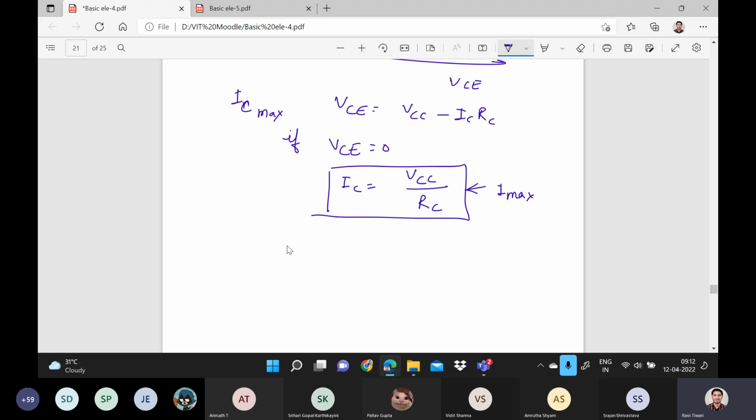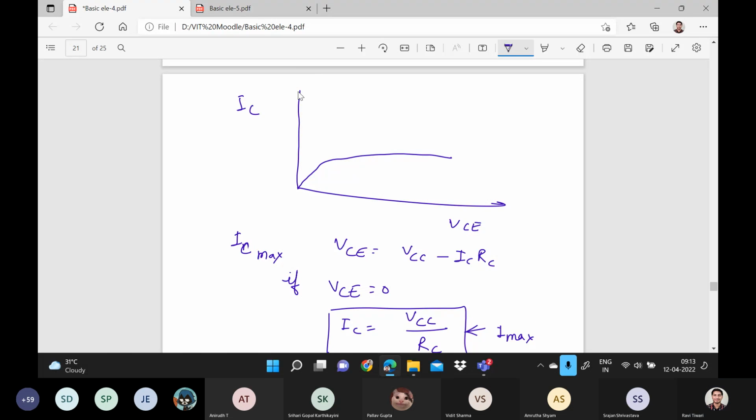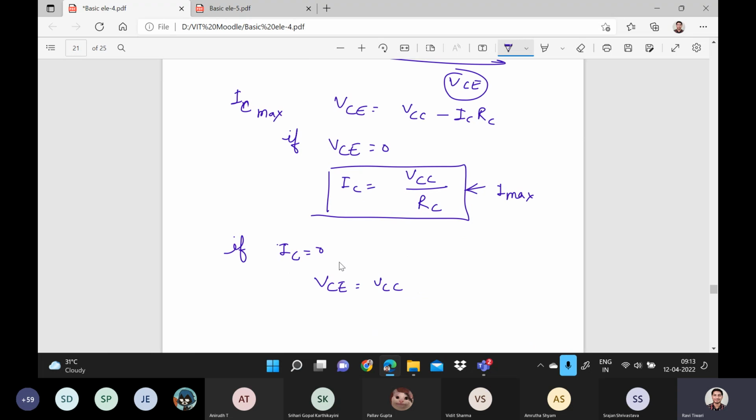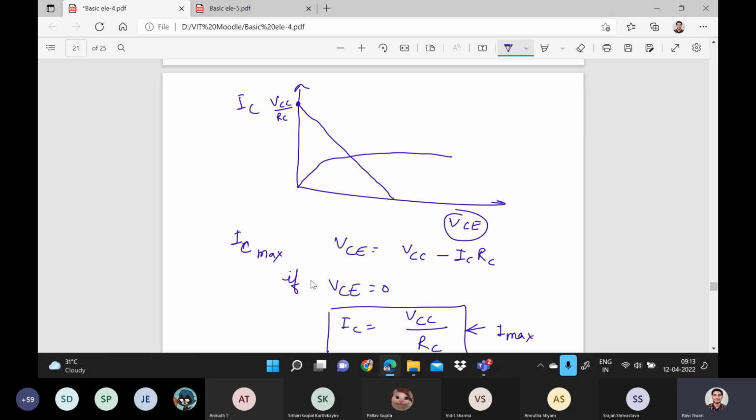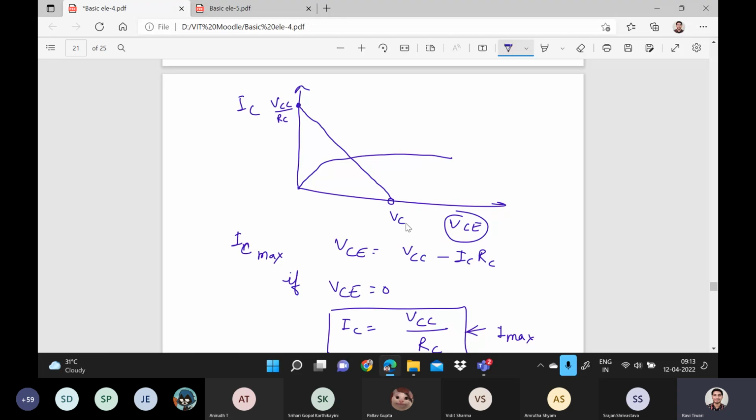In the second case, if in the same equation I put IC equal to 0, what you will get is VCE equal to VCC. So now on this axis, I connect the maximum IC, VCC by RC, with the point where VCE is equal to VCC when IC is equal to 0. This is called the DC load line.